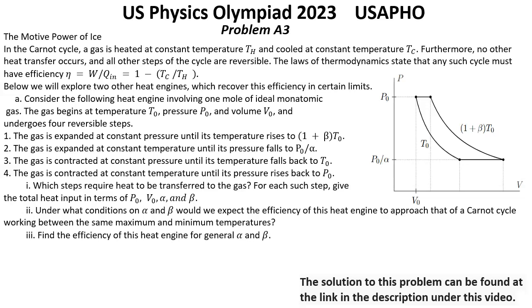First question. Which steps require heat to be transferred to the gas? For each such step, give the total heat input in terms of P0, V0, alpha and beta. Second question. Under what conditions on alpha and beta would we expect the efficiency of this heat engine to approach that of a Carnot cycle working between the same maximum and minimum temperatures? Third question. Find the efficiency of this heat engine for general alpha and beta.